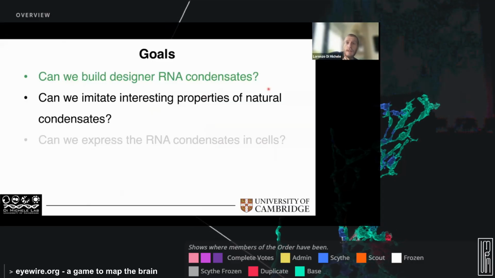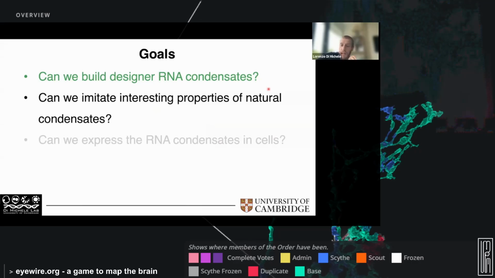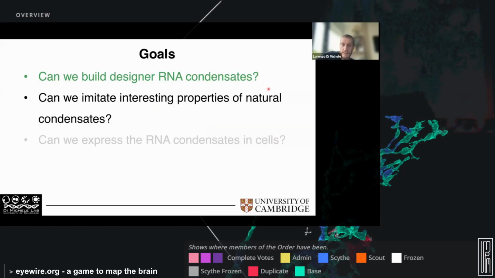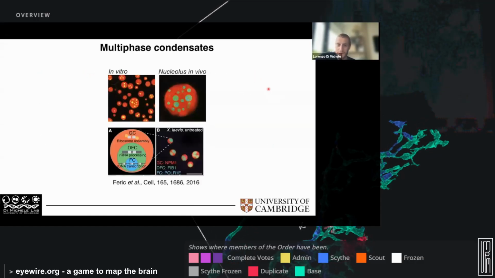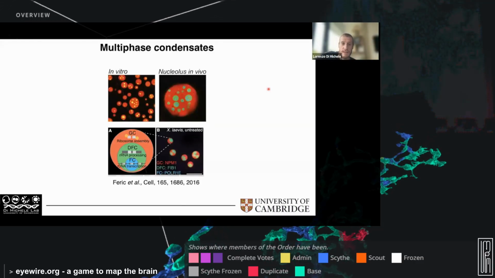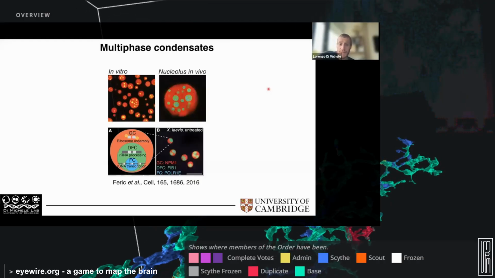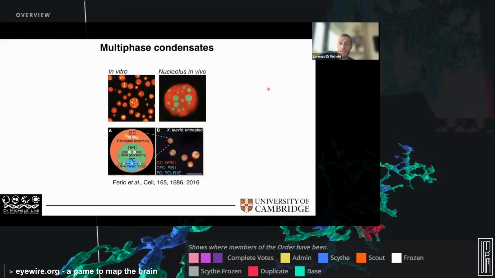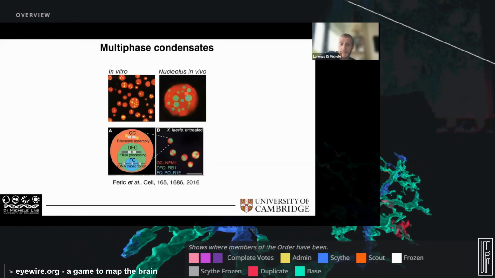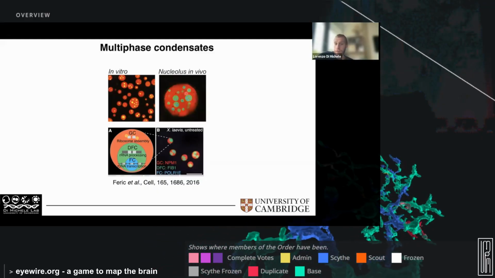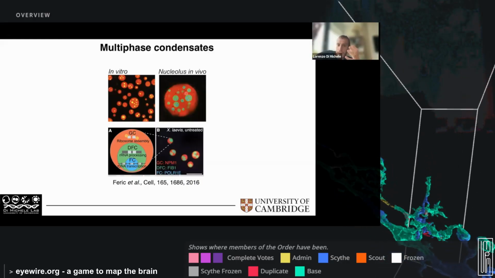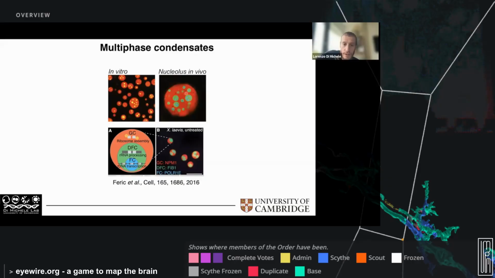Can we now use them to imitate some slightly more interesting characteristics of the natural condensates? And natural condensates have a lot of very interesting and complicated characteristics that we need to build towards with our synthetic replicas. So one of these characteristics is the presence of internal phase-separated domains. So many condensates, and the typical example is the nucleolus, are not uniform. They have internal pockets that have different composition from the surrounding phase or from other subdomains in the condensate.